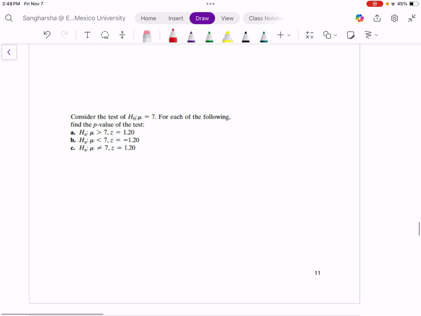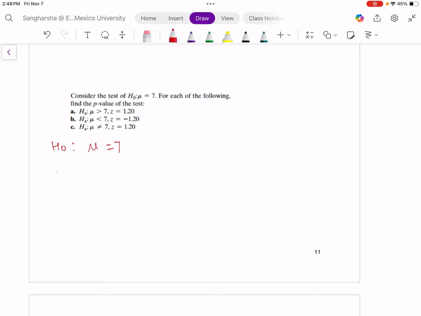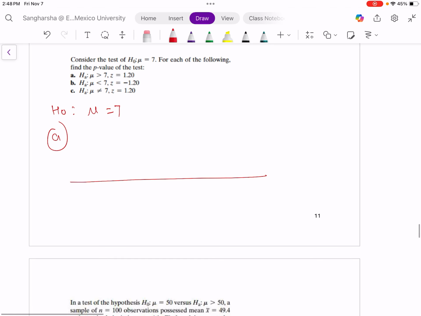Okay, next here we can consider the test. So here we have our null hypothesis, H naught, is mu equals 7, and for each of the following we have to find the p-value. So part A, let's start with the distribution here. This is our upper tailed test. Okay, we have an upper one tailed test. Now for an upper one tailed test, our rejection region is on the right side.